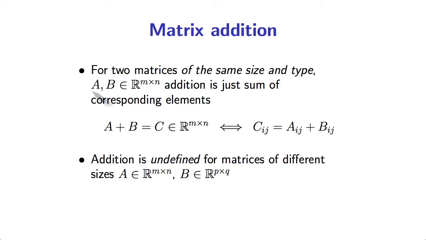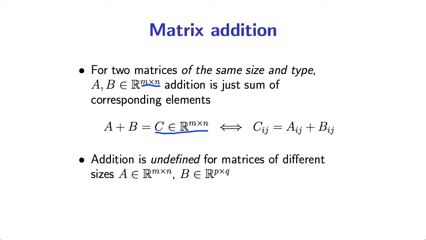For two matrices, A and B, that are both m by n, and it's important that here A and B have to both be the same size. In this case, A plus B equals a new matrix C, which is the same size as A and B. And the ij entry of C is just the ij entry of A plus the ij entry of B. All we're doing is we're taking these two matrices, we're adding up the corresponding elements, and that is the matrix addition.